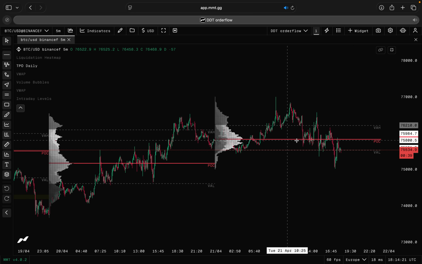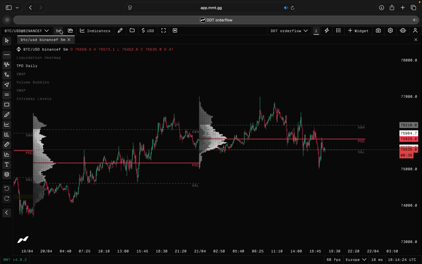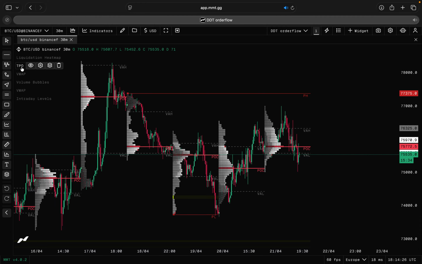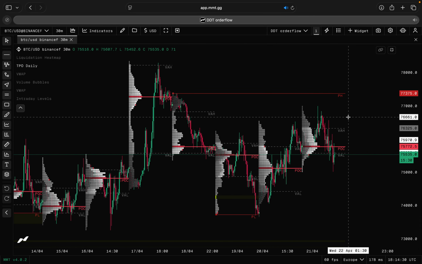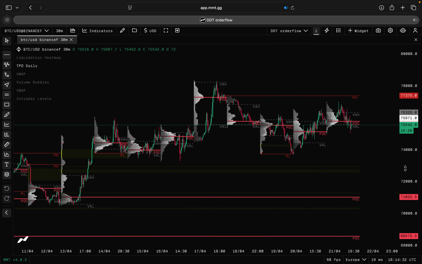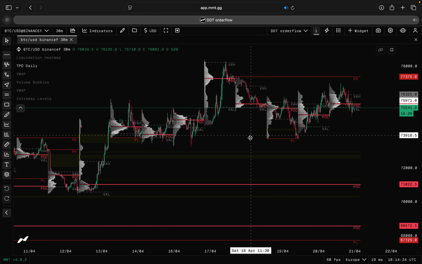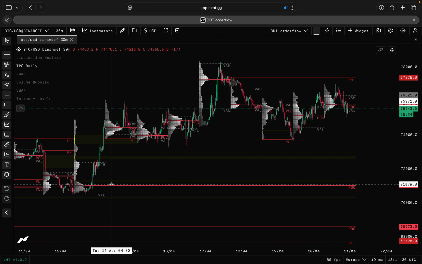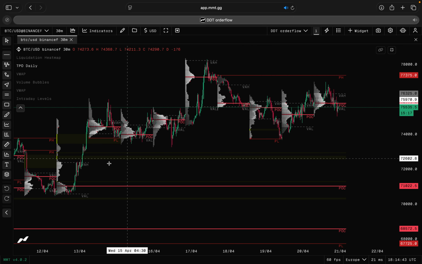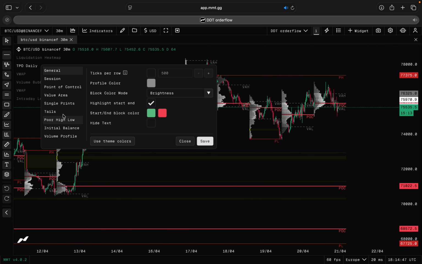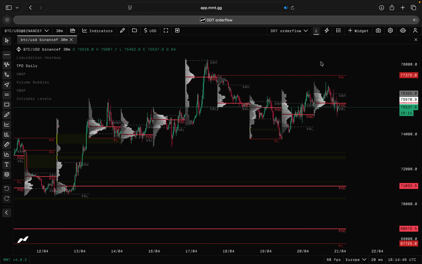The way I use it is that you should use your TPO on the 30-minute and look at your TPOs, or at your naked points of control. For example, right here you have this naked point of control. If you copy my setup, you will have the same. Otherwise you have to enable all that in the settings right here. So I think it's easier to copy my stuff.